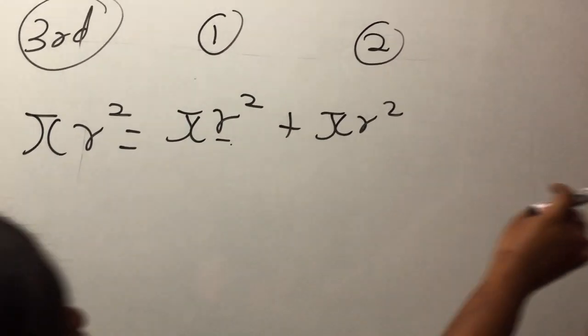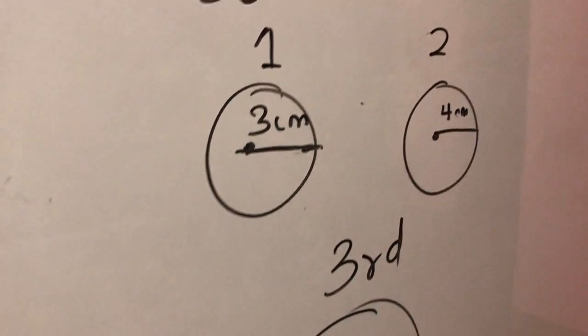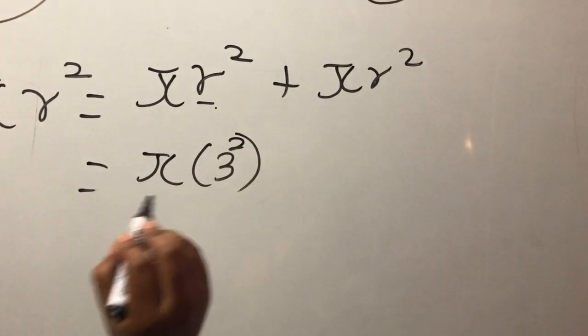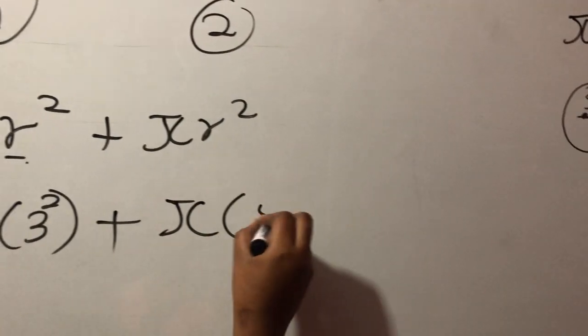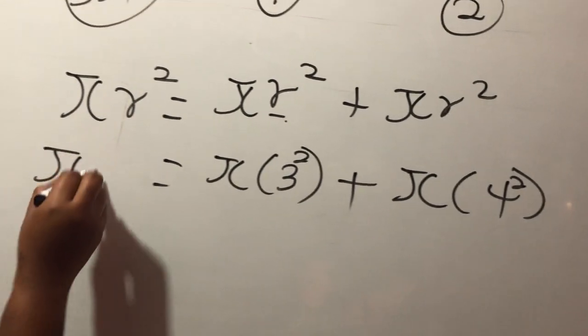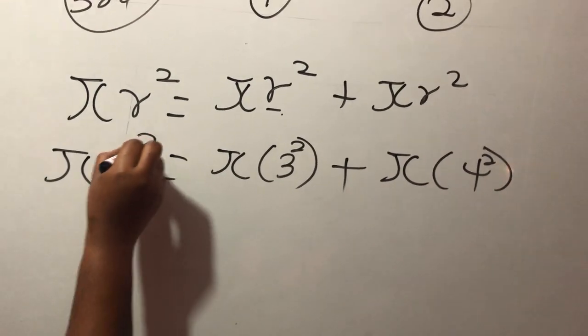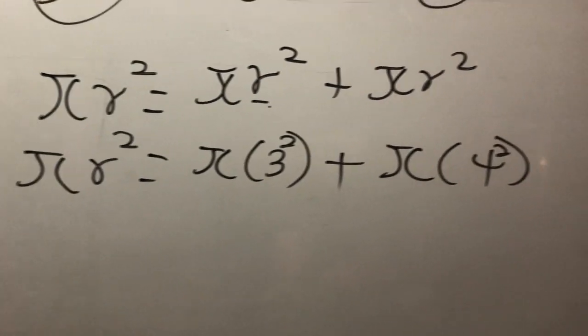We do, right? So the first circle, the radius is what? 3. So we can do substitution. So pi, you put your 3 inside here, and your squared. What is the radius for the second one? We know that, right? Which is 4 squared. Then this one gives us what? Pi r squared. I hope you are following and it is easy.